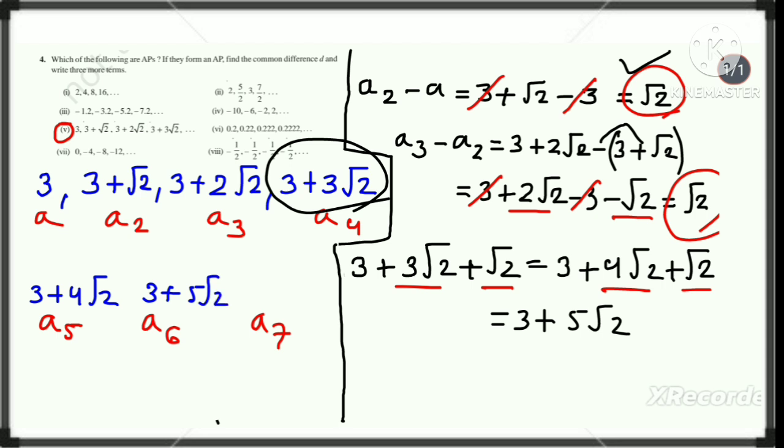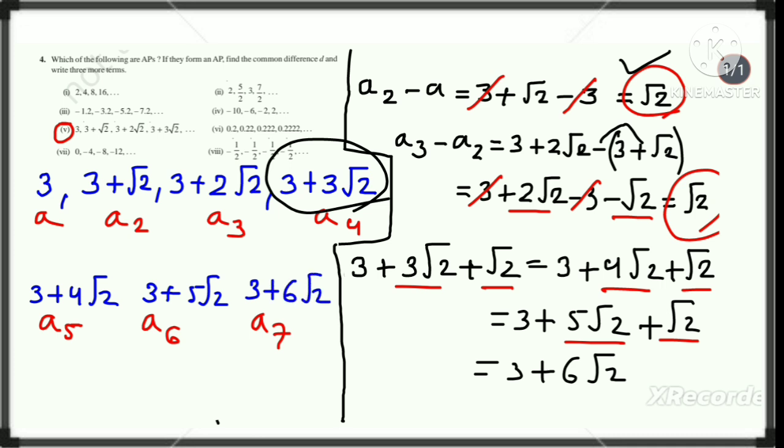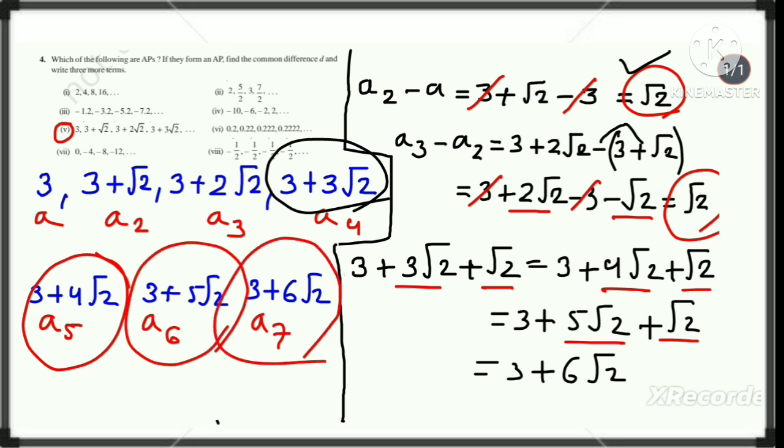Again, if we add the common difference to the sixth term, then we obtain 3 plus, here is 5 root 2 and here is 1 root 2. After adding, we obtain 6 root 2, and this is the seventh term, 3 plus 6 root 2. In this way we have obtained 3 more terms, that is A5, A6 and A7.